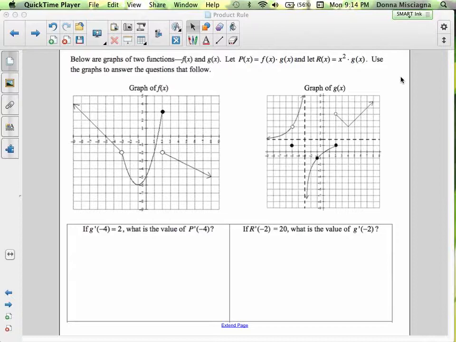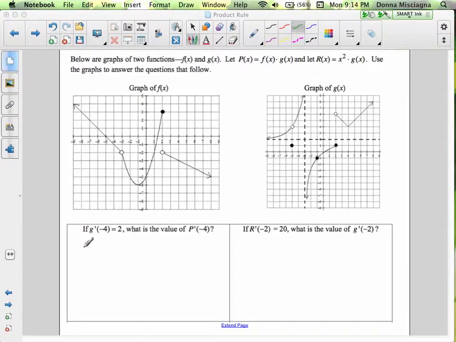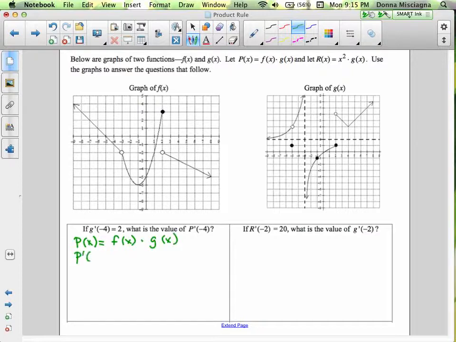So if g prime of -4 equals 2, what's the value of p prime of -4? Let's remind ourselves what p of x is. p of x is f of x times g of x. So we have to find p prime of x first, and then we can find p prime of -4.